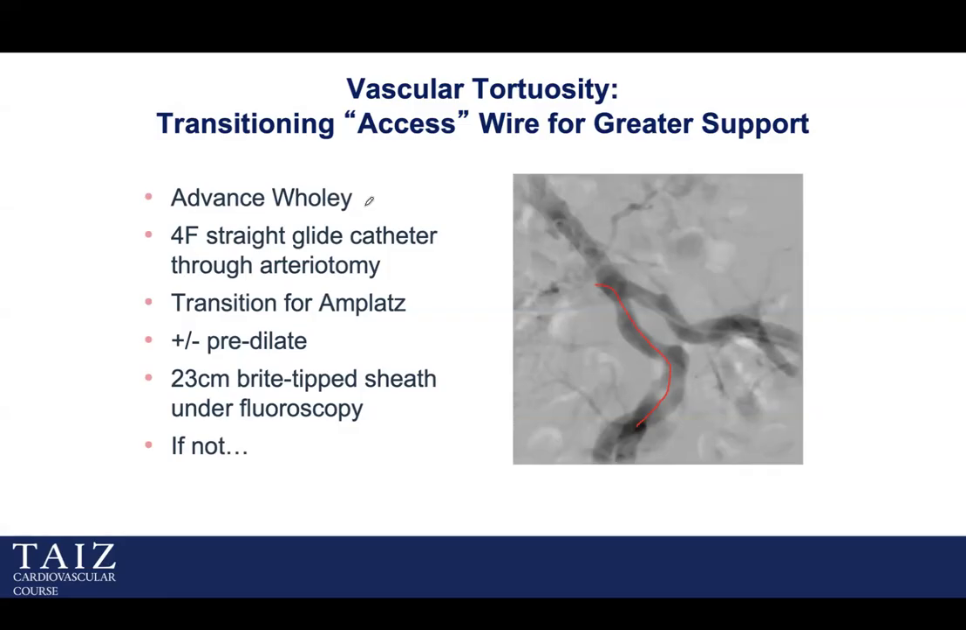And then once you go up to the aorta, you can exchange the soft wire with a stiff wire, like the Amplatz and Lunderquist and all that. And then you can go in with the sheath over the stiffer wire.